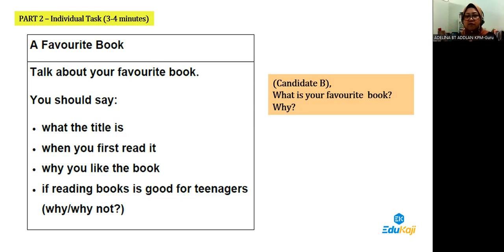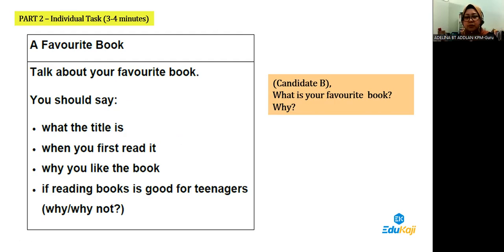Okay, when did you first read it? I first read it when I was in Form 1. If you are a Harry Potter fan, you must have been following the volumes of it, volume 1, volume 2, volume 3. Okay, so why do you like the book? I like the book because what? So like what I've mentioned just now, just use back the question here as your starting sentence whenever you want to answer the question. Okay.